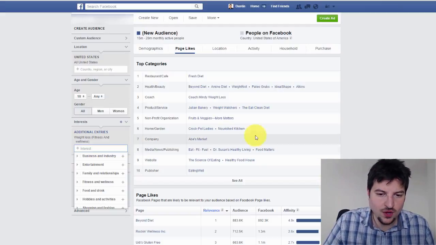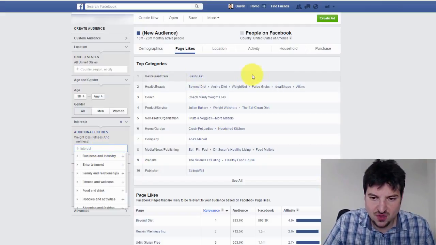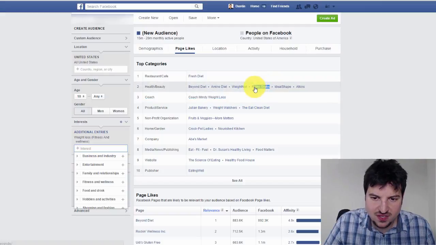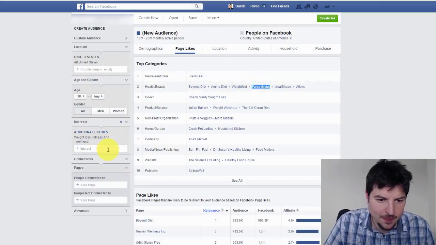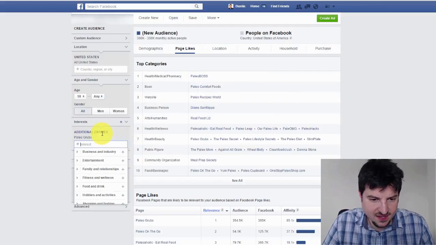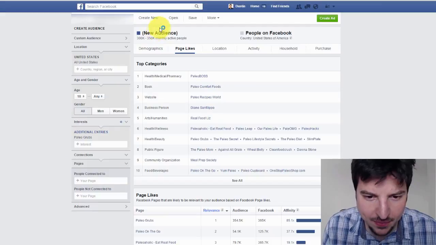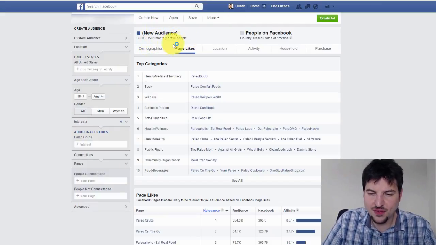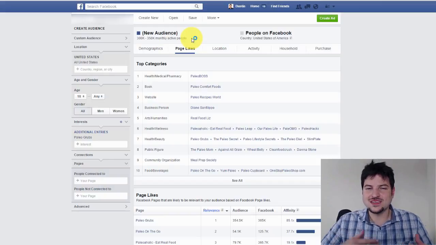So right now, like we said, it's broad. So let's go down here. Let's see, top categories. We got fresh diet, health and beauty, beyond diet. Oh, wait a second. What do we have here? We got paleo grubs. So let's go ahead and copy this. Now we're going to take out weight loss because that's super broad, and paste paleo grubs in. Now watch what happens. We've got 300,000 to 350,000 monthly active people. We've got a little more of a sliced audience.